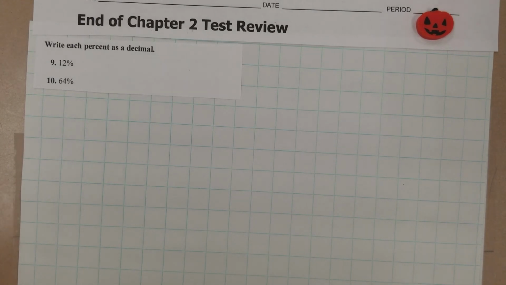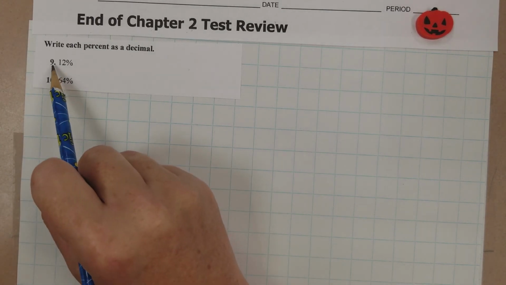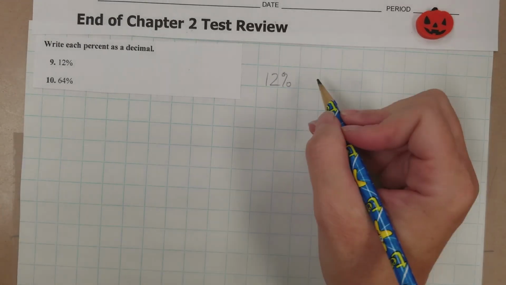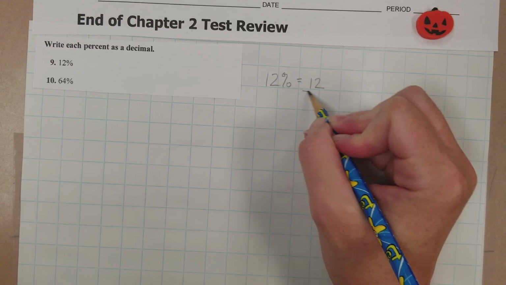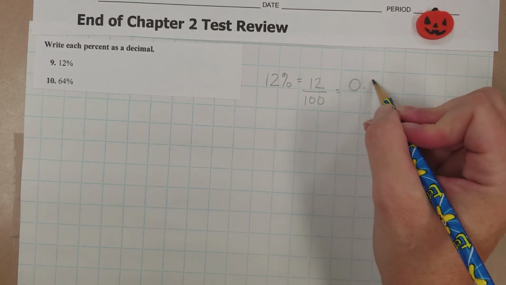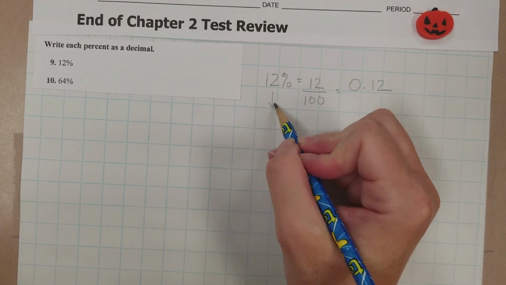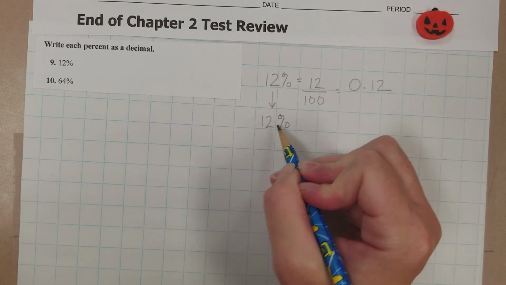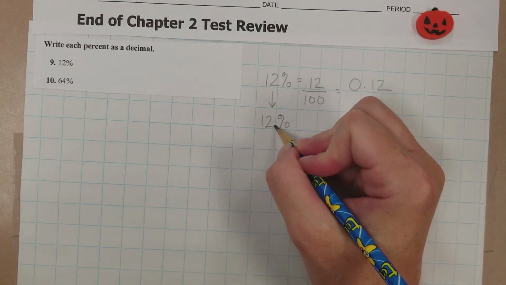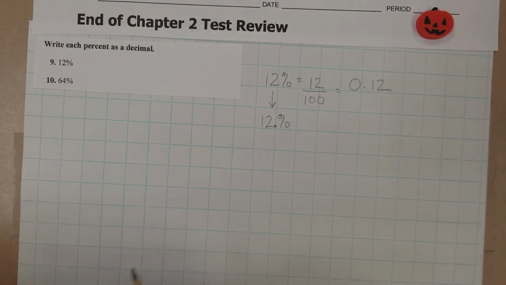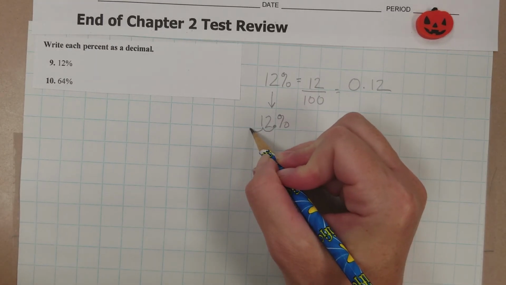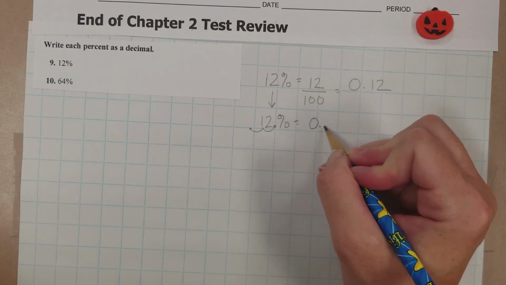Write each percent as a decimal. Number 9, we have 12%, and we want to change that to a decimal. 12% is 12 over 100. 12 hundredths. And I would write 12 hundredths like this. Also, 12%, this is a whole number. And even though there isn't a decimal here because it's like invisible, there really is. You could put one there. And if I want to change a percent to a decimal, I just move the decimal point over 2 times to the left. So that would give me 0.12.